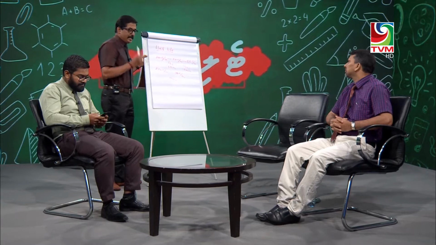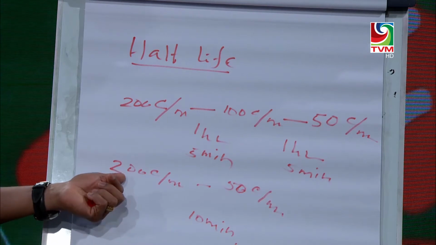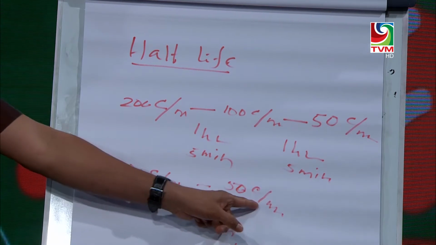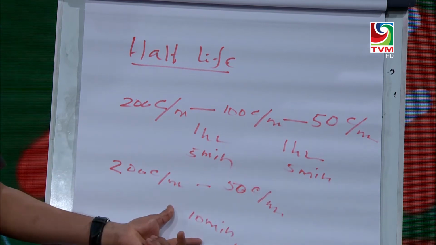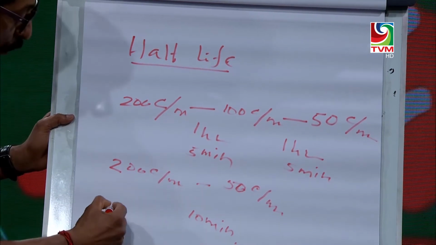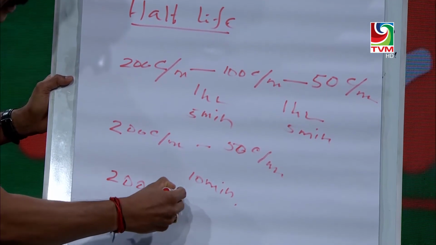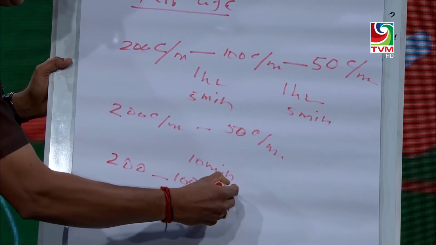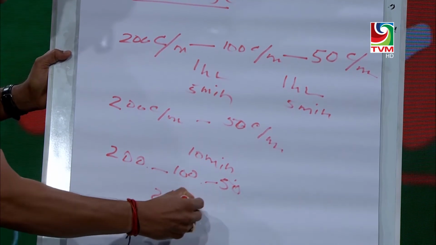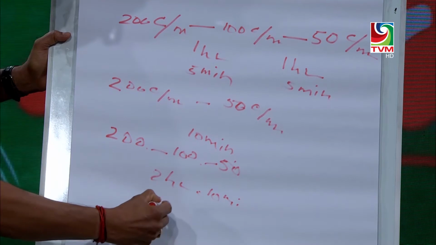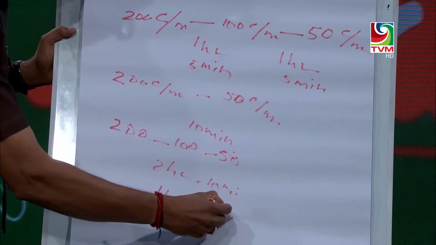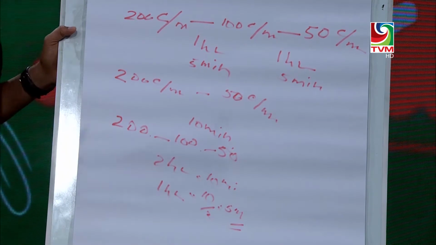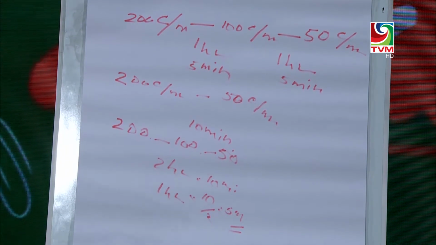So if a question comes like this, say for example, the activity of the sample decreases from 200 counts per minute to 50 counts per minute in 10 minutes, what is its half-life? We have to go like this. 200 becomes 100 in one half-life, 100 becomes 50 in one half-life. So two half-lives equal 10 minutes. Therefore, one half-life is 10 over 2, which is 5 minutes. That is a simple explanation for calculating half-life.